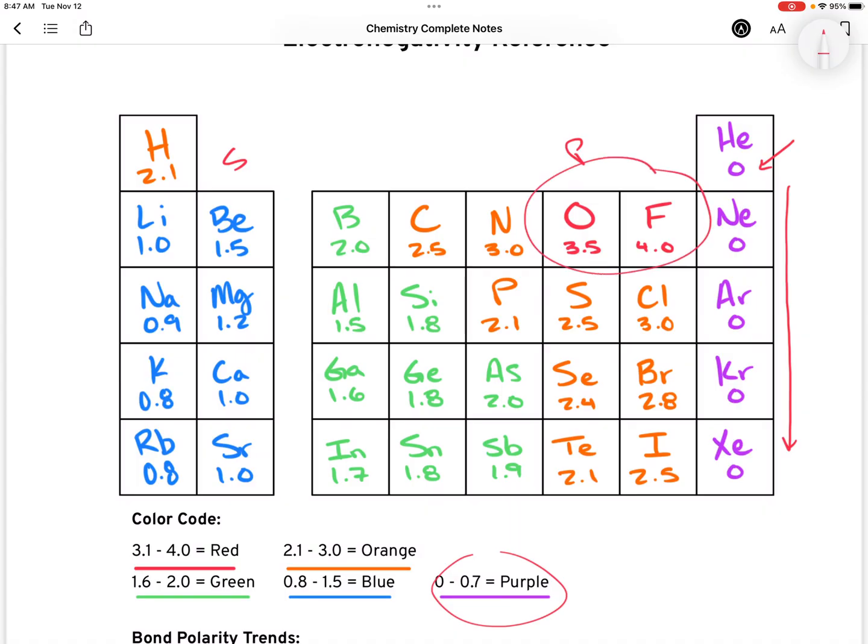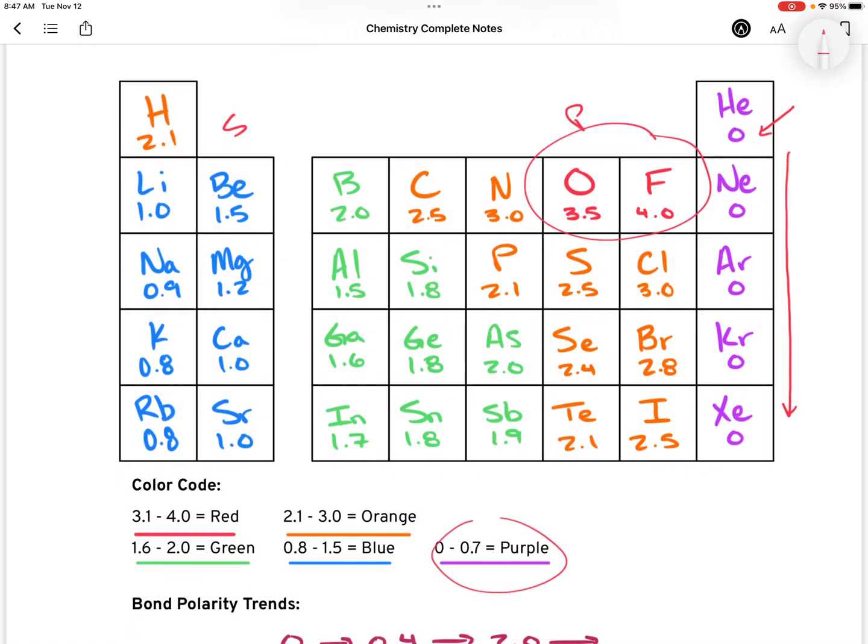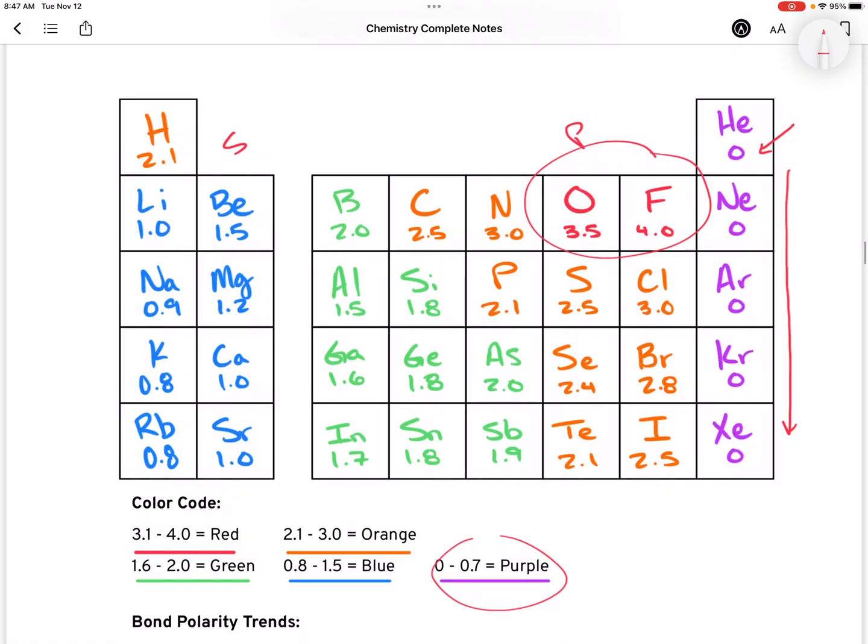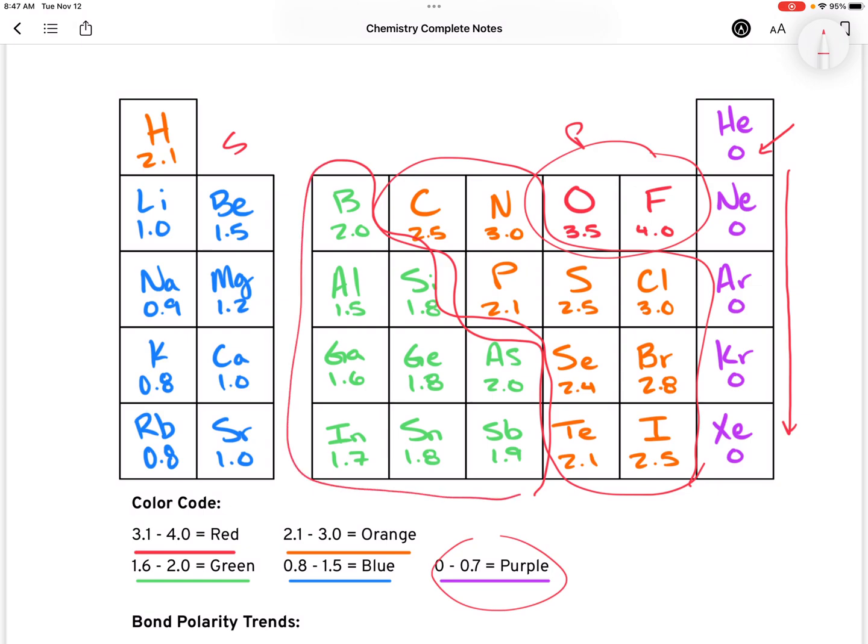Red, okay, it badly wants to take electrons. So oxygen and fluorine are going to be hungry for electrons, and they want to steal them. Okay, orange is kind of intermediate. All right, these ones right here, they are not as badly wanting electrons as oxygen and fluorine. Okay, the green ones are becoming more like neutral, where they want to take electrons if they can, but they'd rather just give or share electrons. And then over here in blue, these want to give electrons, okay?